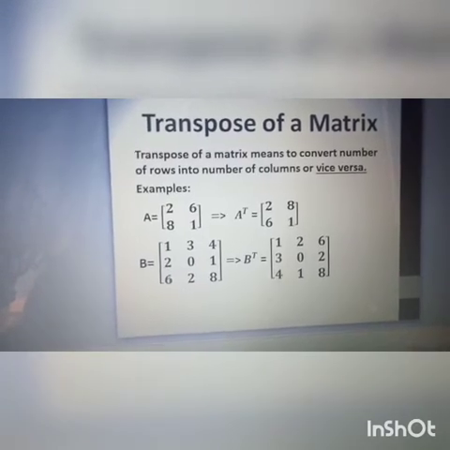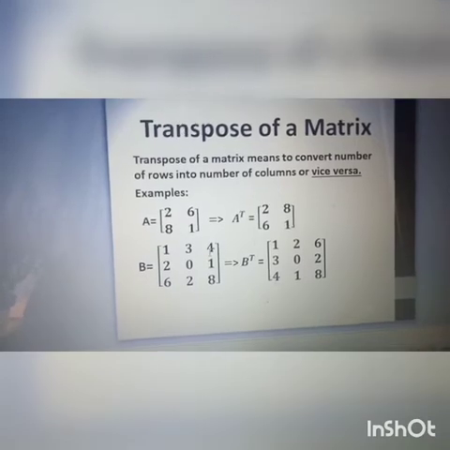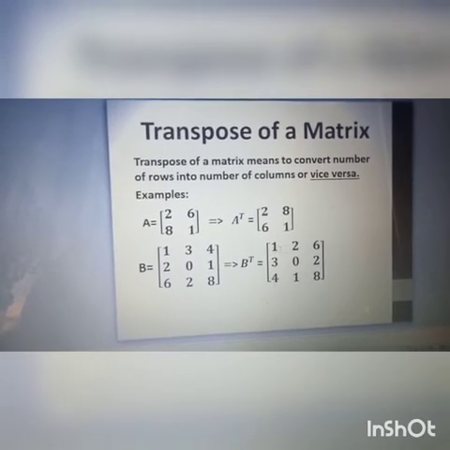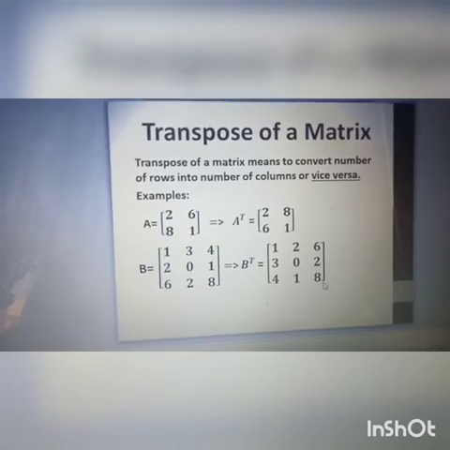See the other example again, 3 rows and 3 columns. So just take the first row, make it the first column. 2 0 1, make it the second column. 6 2 8, make it the third column. So transpose is done. Very simple.